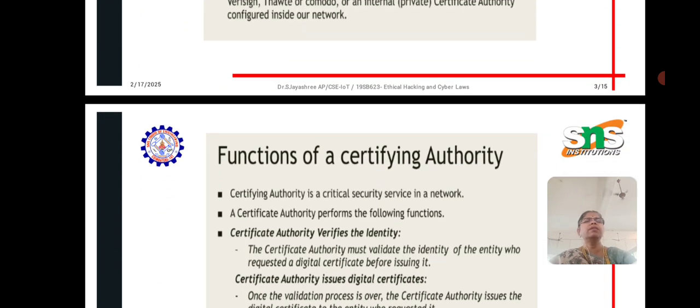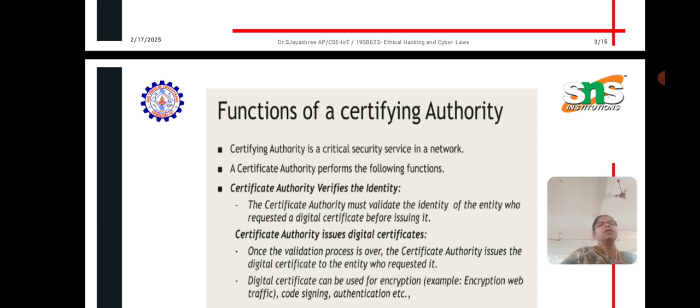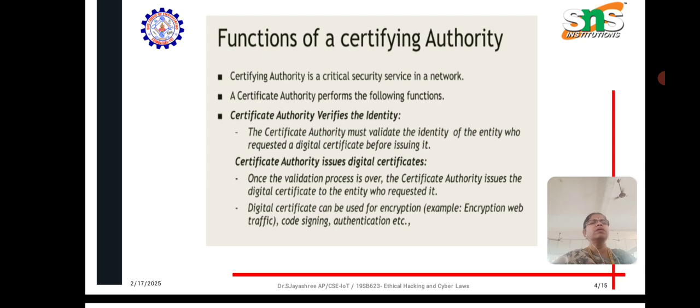Then, functions of certifying authorities. A certifying authority is a critical security service in a network. It performs the following functions. It verifies the identity: the certifying authority must validate the identity of the entity who requested a digital certificate before issuing it. It issues the digital certificates: once the validation process is over, the certificate authority issues the digital certificate to the entity that requested it. Digital certificates can be issued for encryption, web traffic, code signing and authentication.